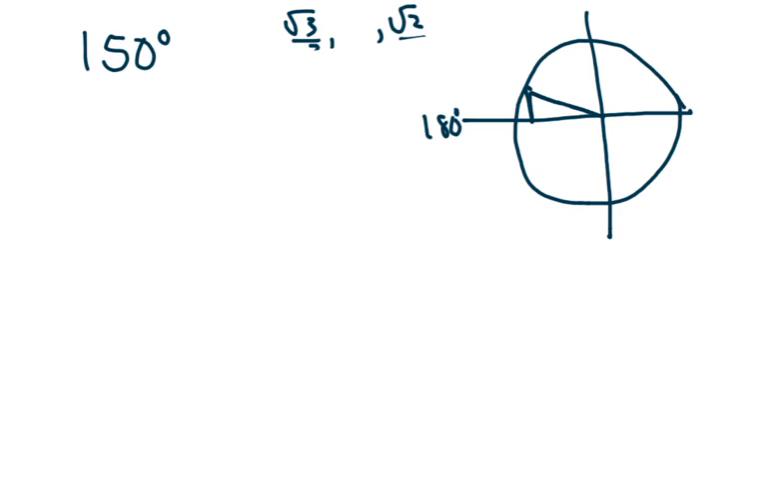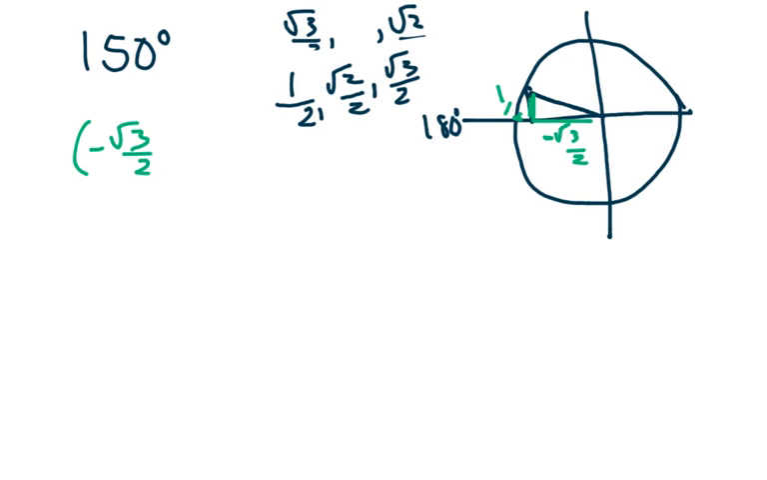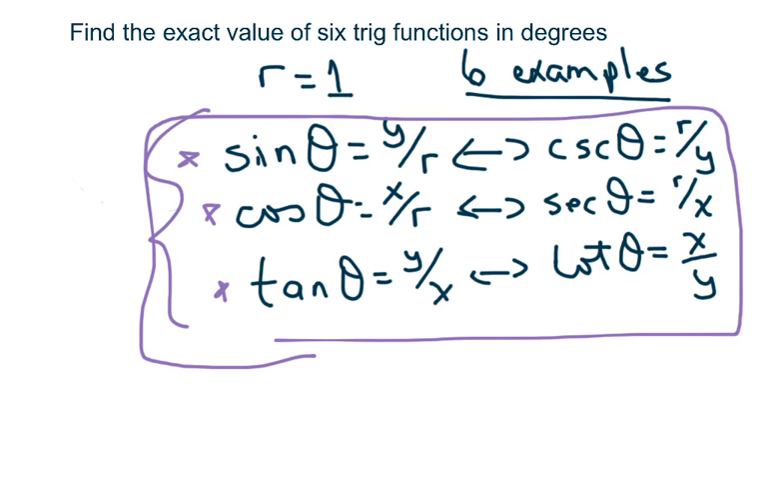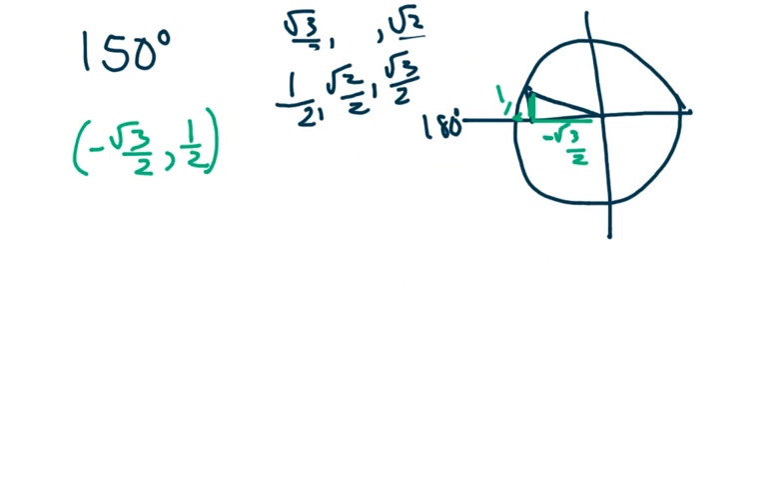The order would be 1/2, root 2 over 2, and root 3 over 2. So we know here that the longer length is root 3 over 2. The shorter length is 1/2. And since we're in quadrant 2, my x is negative. So my x is negative root 3 over 2, and my y is 1/2. So all we have to do is plug this into our ratios here.